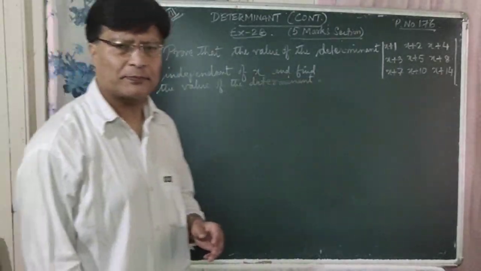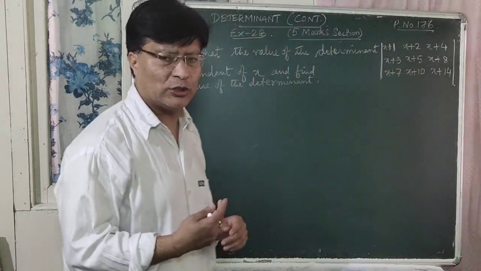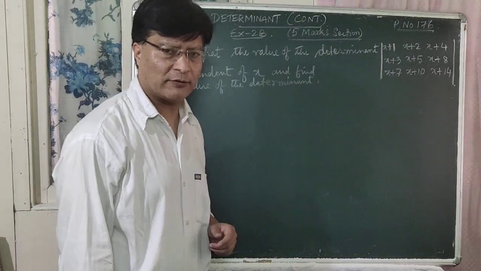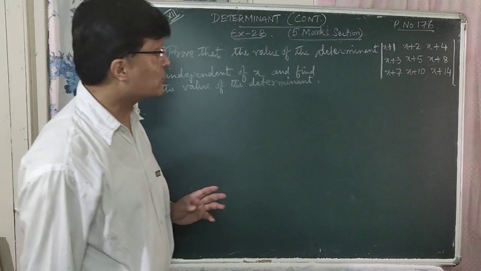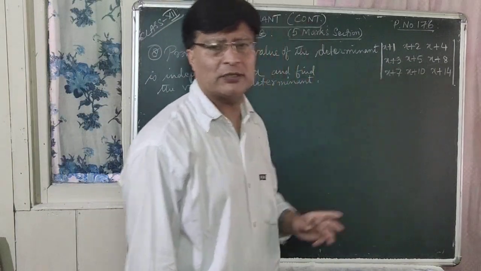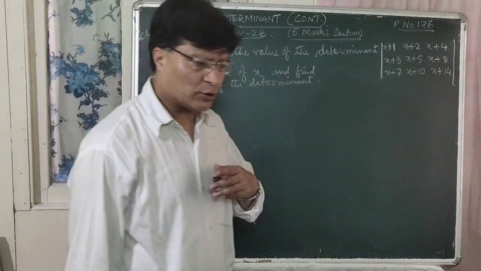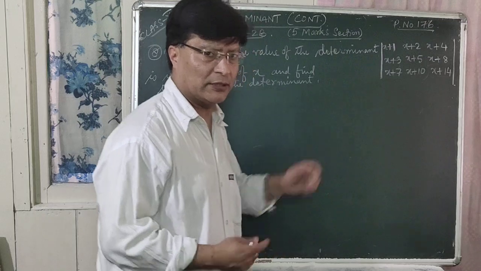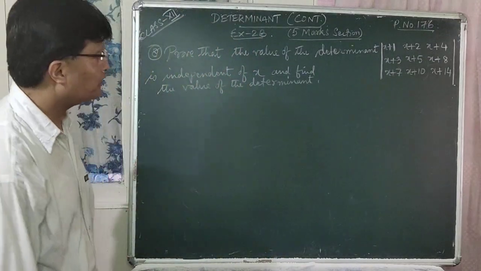Independent of x means there should be no term containing x after you simplify this determinant using properties of determinant, right? And you have to find out the value of this determinant. So is the question understood? You have to prove that the value of the determinant is independent of x. That means there should be no term containing x after you simplify this determinant, okay? And you have to find out the value of this determinant also.